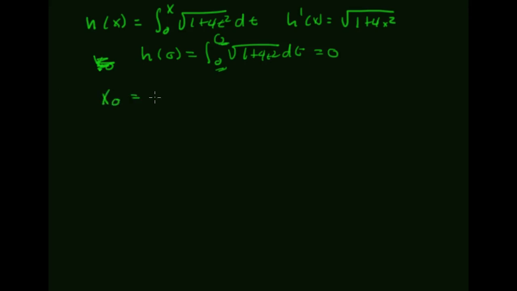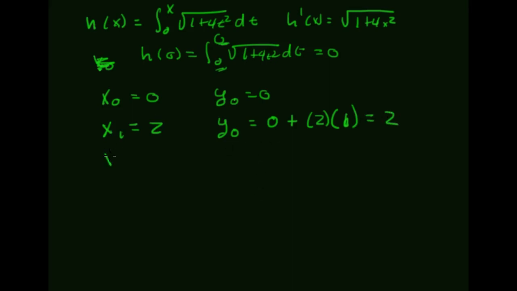So my starting point is x0, y0 for Euler's method. I'm doing 2 steps to get to 4, so my first step takes me to 2. My y moves as 0 plus the step size, which is 2, times the derivative at (0, 0). The derivative only depends on x, so this is the square root of 1 plus 0, which is 1, which means that the first step takes me to 2.